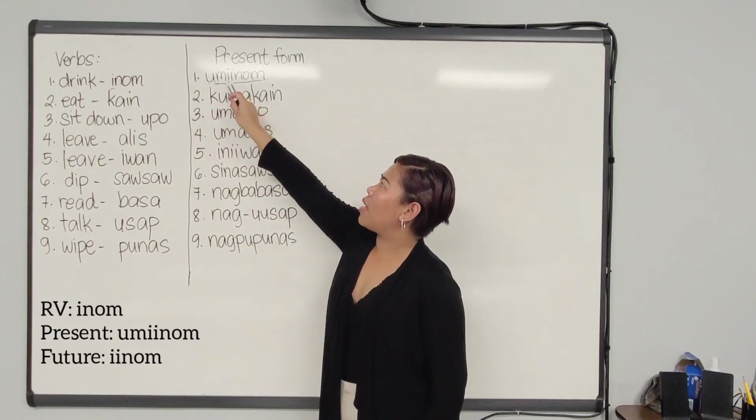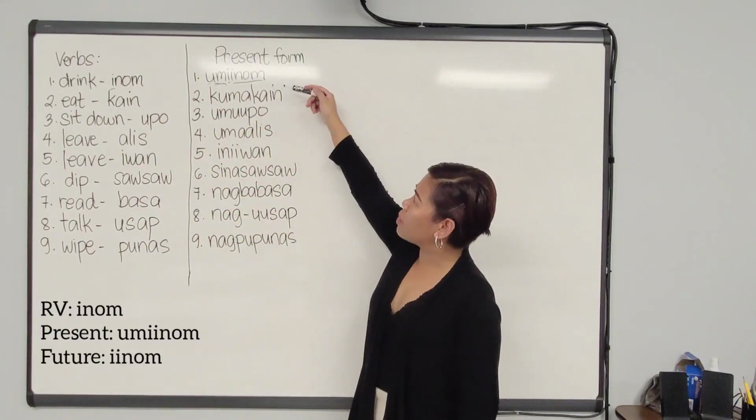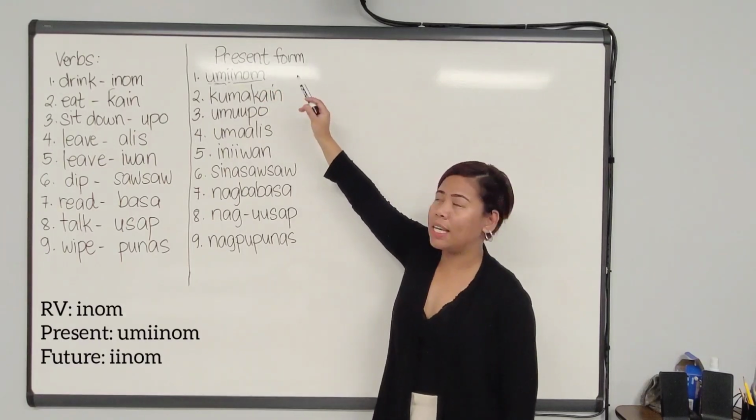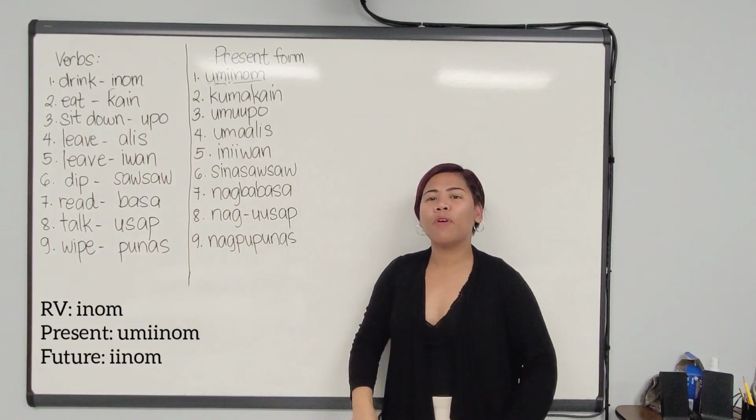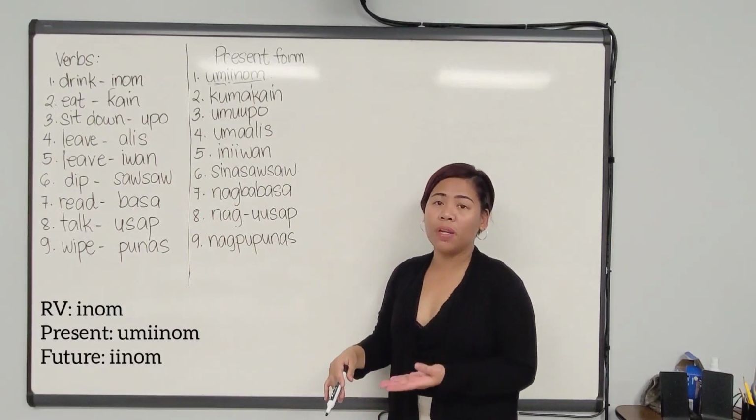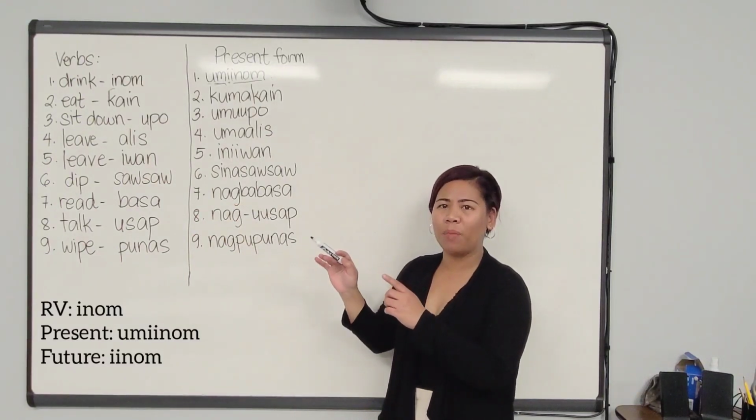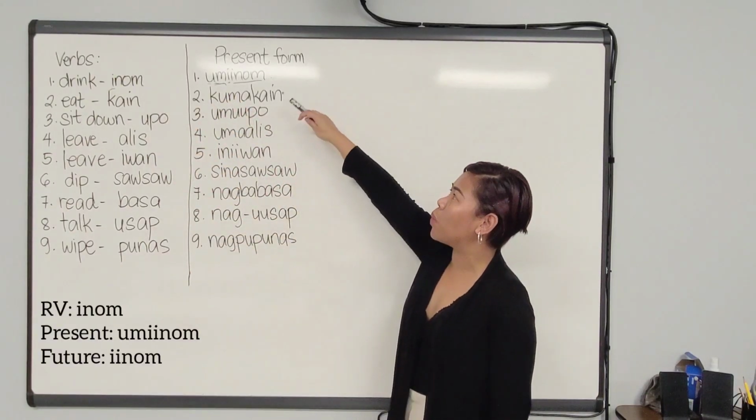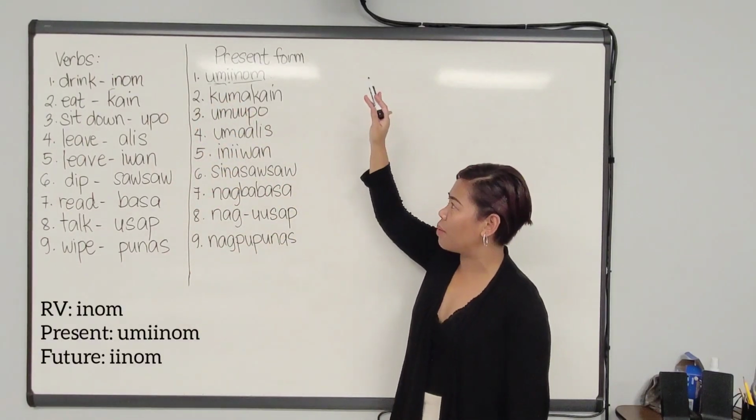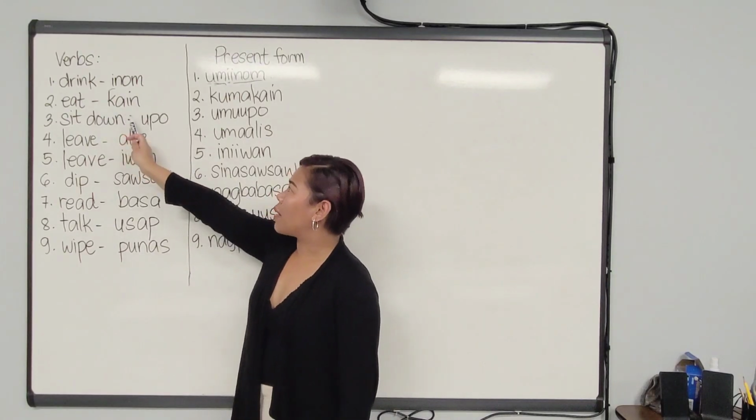Now we have an extra I here. The root verb looks like iinom, but actually the root verb is still inom. We got the extra I here from the future tense of the verb inom, which is iinom. So iinom plus um in the beginning, it'll become umiinom. That's the present form.